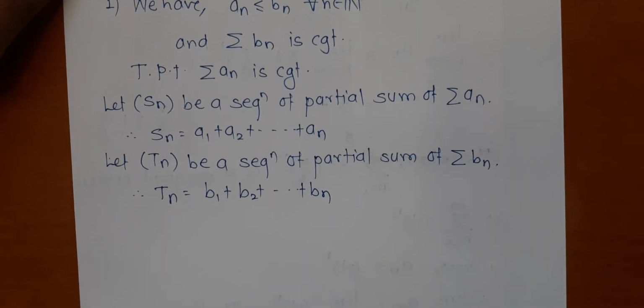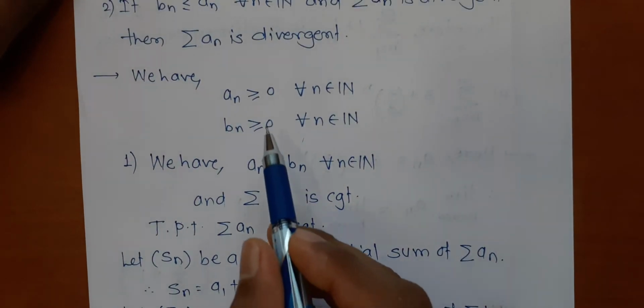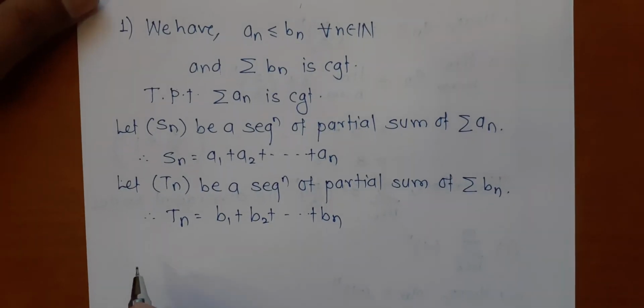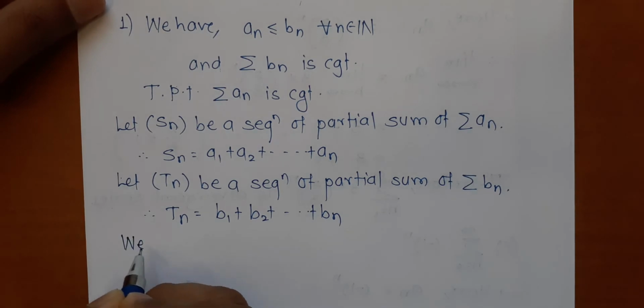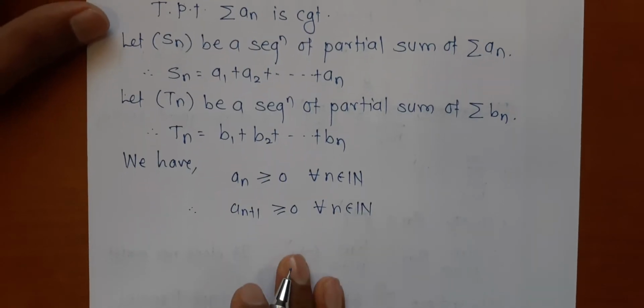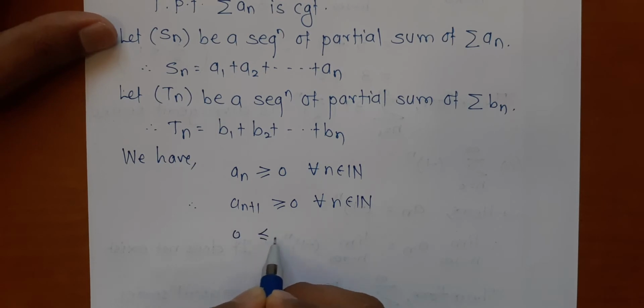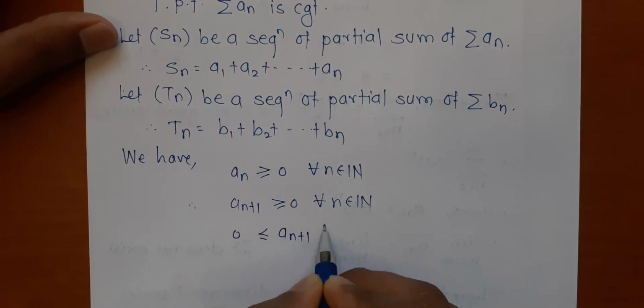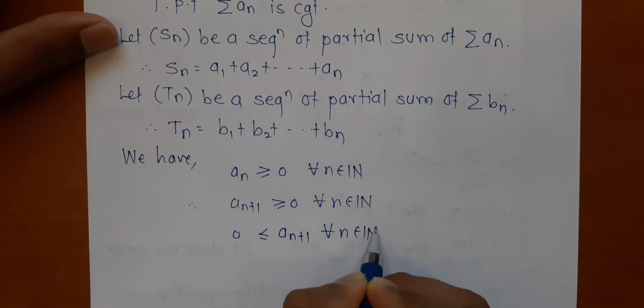After that, the basic information I'm going to use: we have a_n greater than or equal to 0 for all n belongs to the set of natural numbers. That means all terms of a_n are non-negative. So therefore we can write a_(n+1) is also greater than or equal to 0, right? The same thing you can write this way: 0 less than or equal to a_(n+1) for all n belongs to the set of natural numbers.